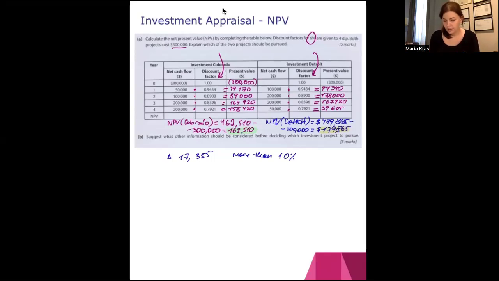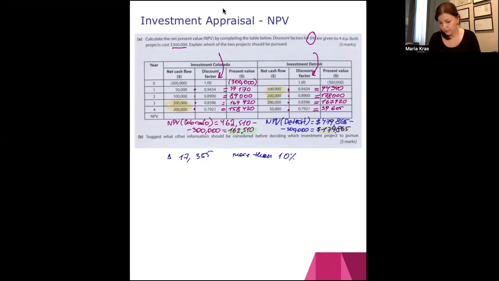but you could see that because in Colorado, we do not see most of the return until almost towards the end of the project, right? While with Detroit, right away from the first year we start receiving a bulk of the cash inflows, or the bulk of profit. So not that much money is lost due to the time value of money. So the payback period for the project Detroit is also shorter.